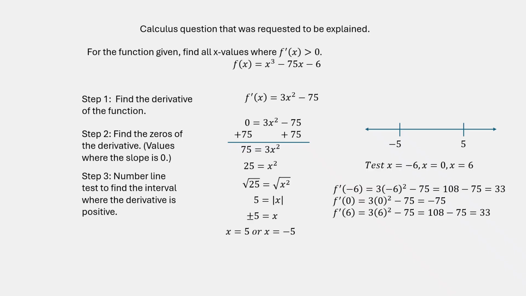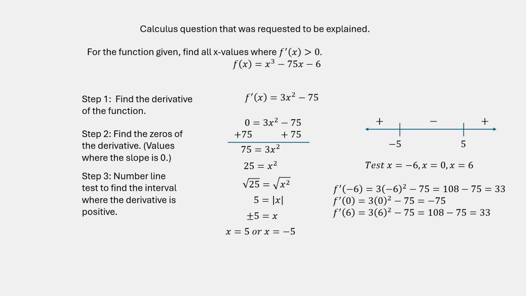So here we have a negative 6. When we substitute that in, we get a positive answer. We plug in a 0, we get a negative answer. We plug in a positive 6, we get a positive answer. So what we do is we write above each of the areas in our number line what sign it gave us: plus, minus, plus.